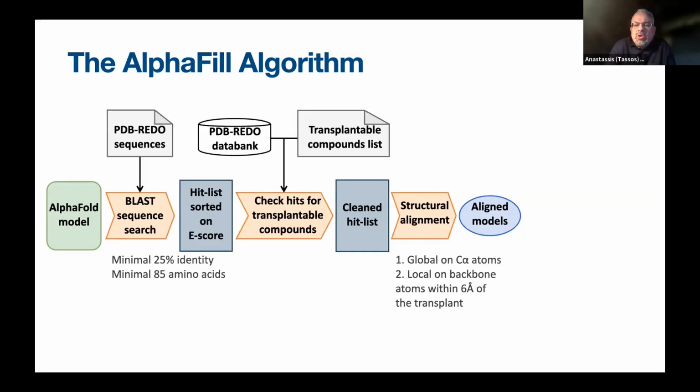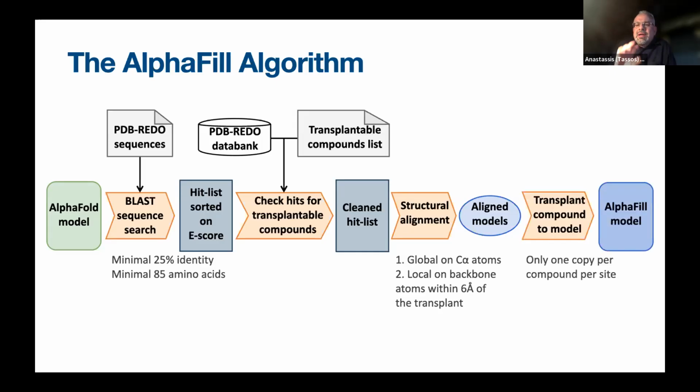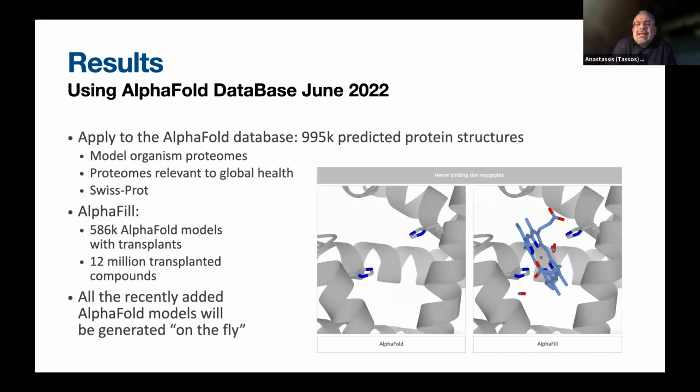We get the aligned models, we calculate some RMSDs for validation, and then we transplant the compound from the PDB to the AlphaFill model. As a result, if you go to the AlphaFold database and look for myoglobin, for example, you will see that the two histidines are perfectly in place. But if you go to the AlphaFill model, you will also see the heme, the iron, and a few oxygens and monoxide atoms that might actually be there.